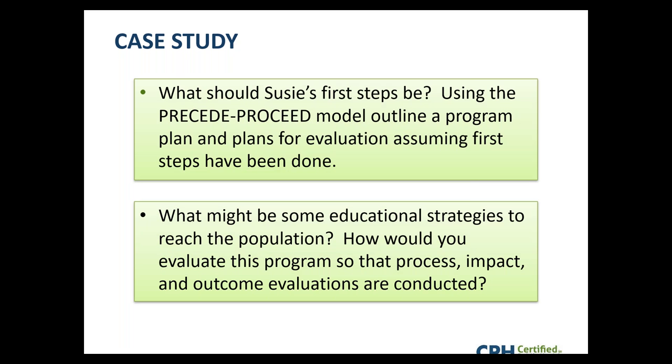So what should Susie's first steps be? Using the Proceed model, outline a program plan for her and plans for evaluation, assuming those first steps, as I just mentioned, the discovery of diabetes and the group they're working on, have already been done. So kind of think through, if that's the population and that's the health issue, what might my program look like? What might some of the behavior changes be? The environmental changes? How do you think I might be able to reach this population? And also, how would I evaluate this program that we just heard from Dr. Marshall? What about process? What about impact? And what about outcome evaluations? So just think about that for a minute, and we'll just wait for a few seconds for you to think that through. Of course, you would have much longer if you were actually planning this program and evaluating.